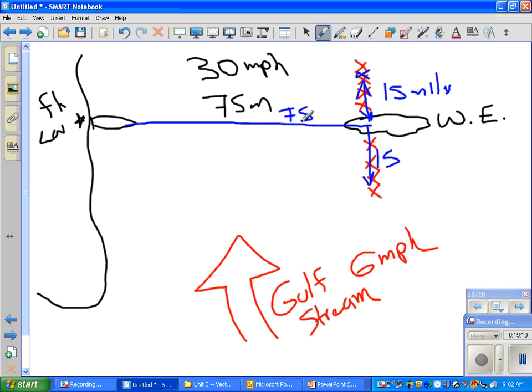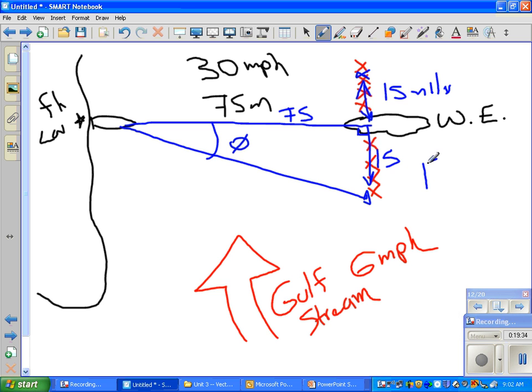So now, using basic trigonometry, we can figure out what direction we should actually have aimed the boat. What trig function should we use? We want to use trigonometry to find a direction. How did you figure out tangent?